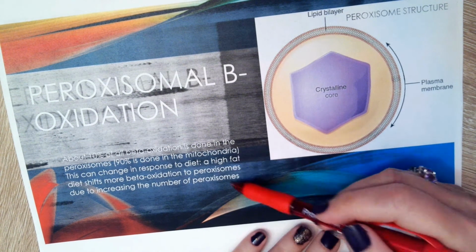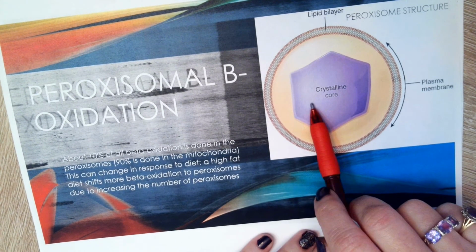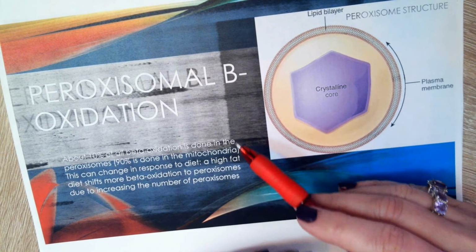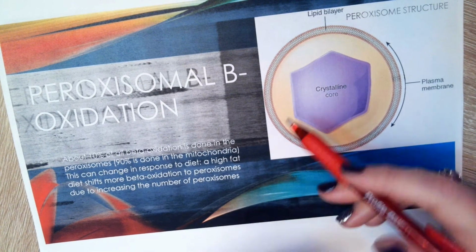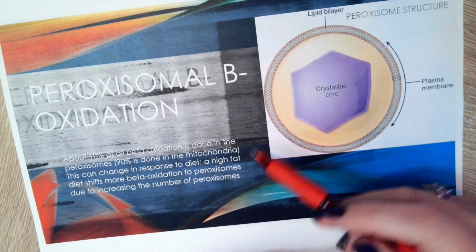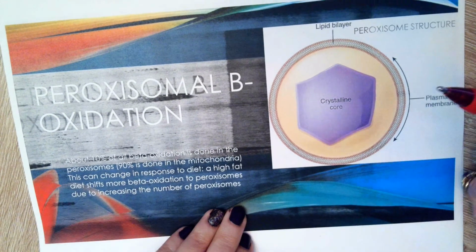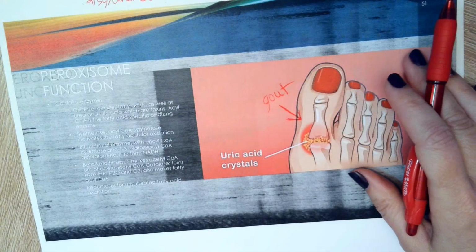Now, if you were eating a high-fat diet, you start making more peroxisomes in your cells, and that shifts the proportion, so that you end up doing proportionately more beta oxidation than 10%. So you start increasing the percentage of beta oxidation that you do in peroxisomes if you have more peroxisomes.